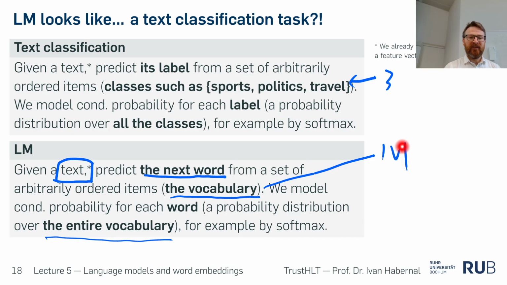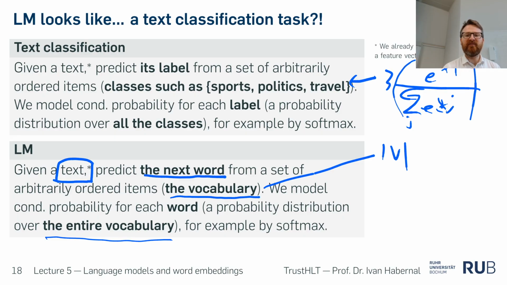Which we push, for example, through softmax. So here we are doing softmax over 3 classes. If you remember, softmax was like this: e to the x_i over the sum over j of e to the x_j. Sorry for my handwriting. This is some sort of softmax. Okay, you should remember softmax already.